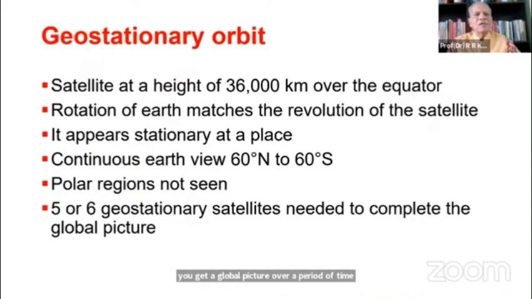The geostationary orbit is a special case in which the satellite is launched at a height of 36,000 kilometers over the equator. At that height, the rotation of the Earth matches the revolution of the satellite. So everything appears stationary to the satellite relative to the Earth, and we think the satellite is stationary. So we get a continuous Earth view from 60 degrees north to 60 degrees south, and the polar regions are not seen by a geostationary satellite. So if you have 5 or 6 such satellites, you can see the whole globe except for the polar regions.